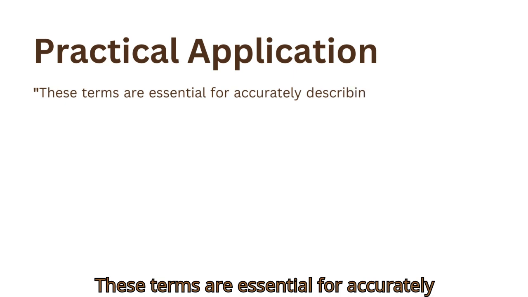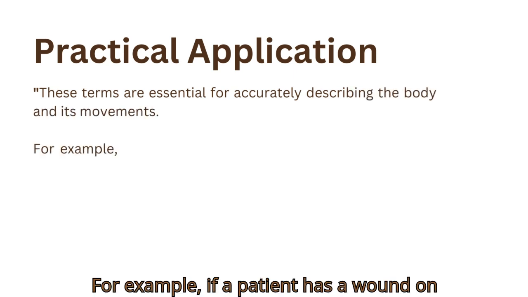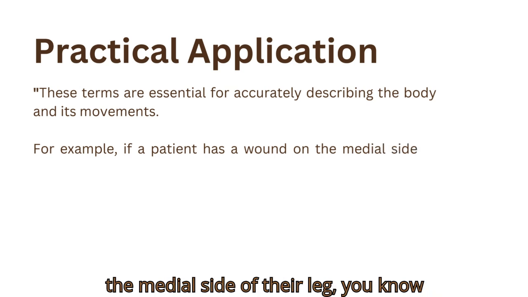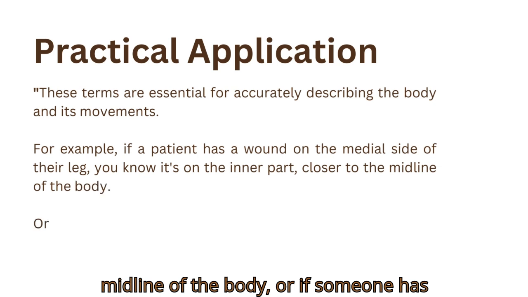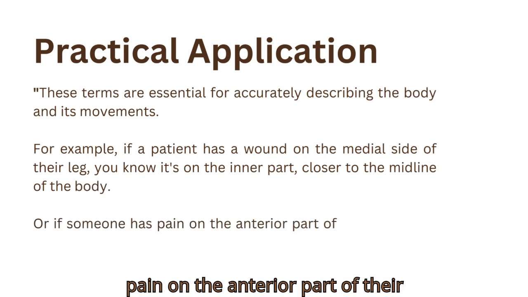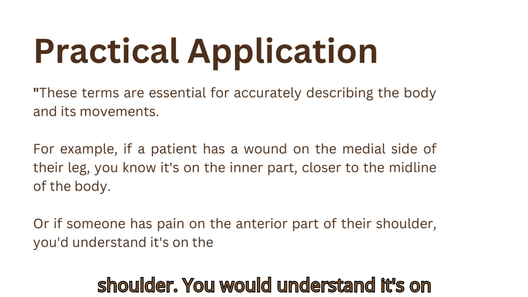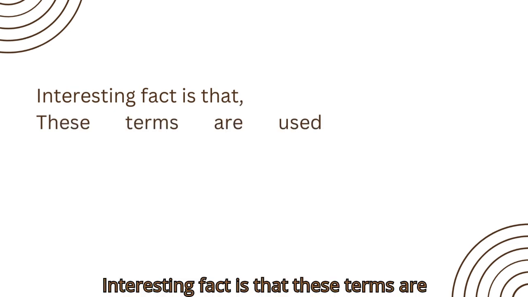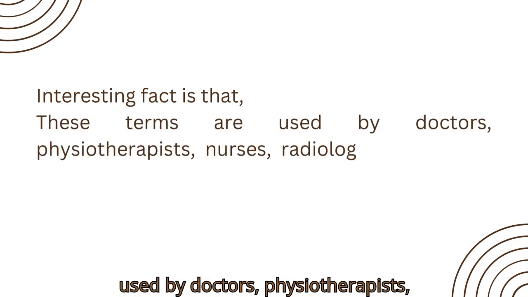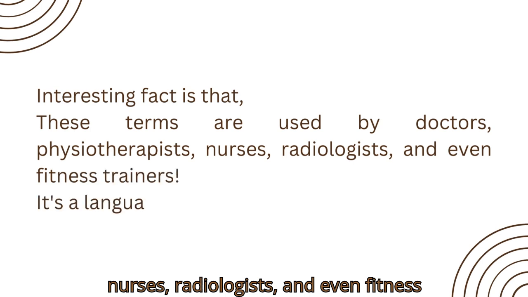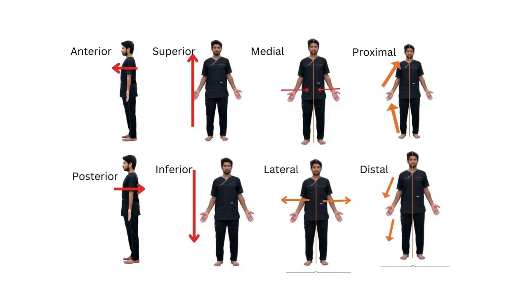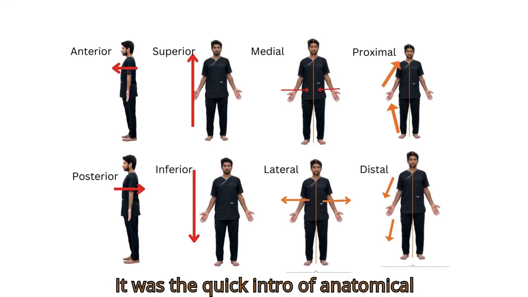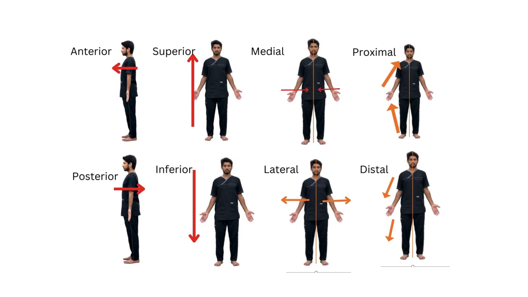These terms are essential for accurately describing the body and its movements. For example, if a patient has a wound on the medial side of their leg, it's on the inner part, closer to the midline of the body. Or if someone has pain on the anterior part of their shoulder, you would understand it's on the front side. Interesting fact is that these terms are used by doctors, physiotherapists, nurses, radiologists, and even fitness trainers. It's a language of healthcare professionals. It was the quick intro of anatomical terms.